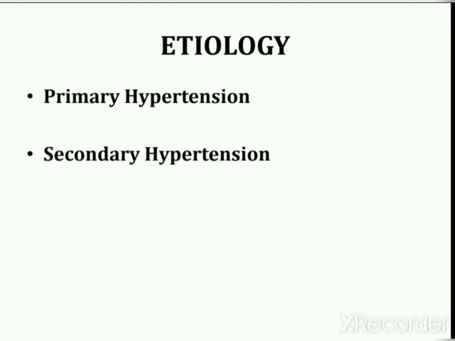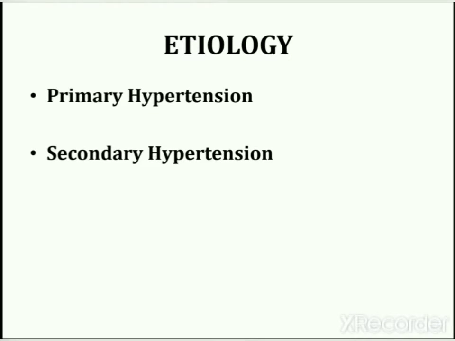This type accounts for 5 to 10% of total cases. The causes of this type of hypertension include congenital narrowing of aorta, renal diseases, endocrine disorders, neurological disorders, sleep apnea, medications like contraceptive pills, non-steroidal anti-inflammatory drugs, cocaine, and cirrhosis of liver.